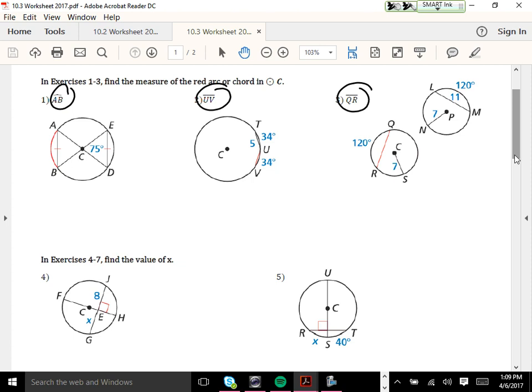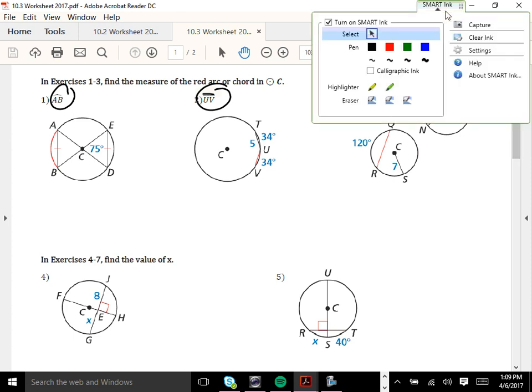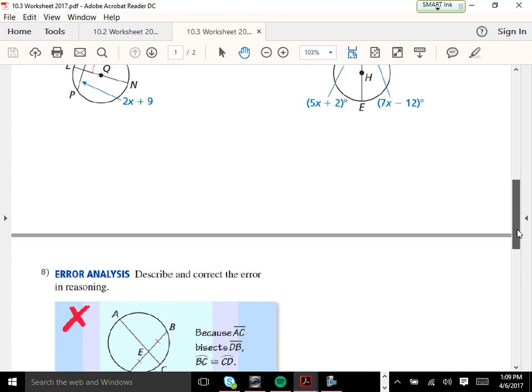So on number 2, your guys' looks like a UV with an arc. It should be a UV with a segment bar. I know arc UV is 34 degrees. That's not what I'm asking for. And then number 3, you're looking for segment QR. Okay? Please don't overthink those 3 problems. All right? If this is 75 degrees, this is 75 degrees. So don't overthink it. We are then going to jump down. You only have 10 problems to do here. We're going to jump down to number 10.